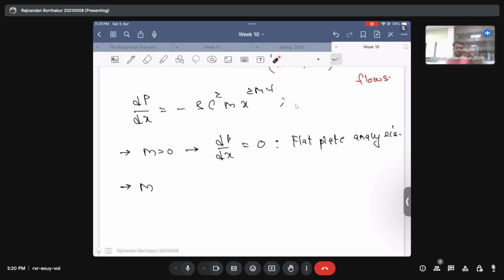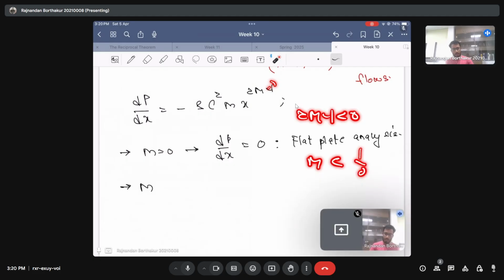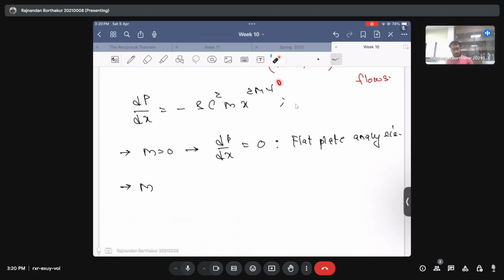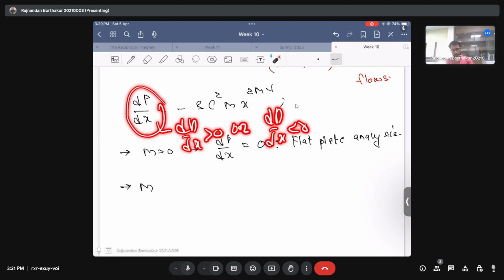Okay, this x can never be negative, which means that this quantity is always greater than 0, because even if 2m minus 1 is less than 0, meaning that m is less than or equal to half, this term will become a fraction, but it can never be negative because x is always greater than 0. Which means it is only the sign of m that decides whether dp/dx is going to be greater than 0 or less than 0. So it is m that decides.